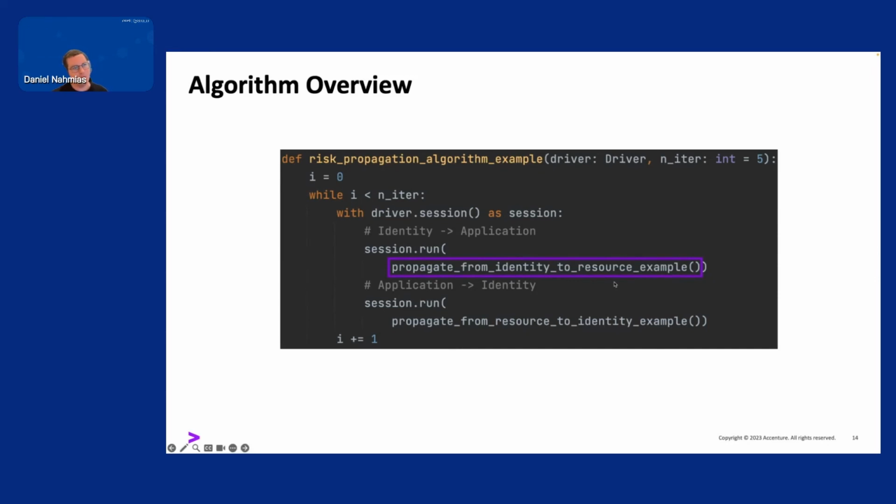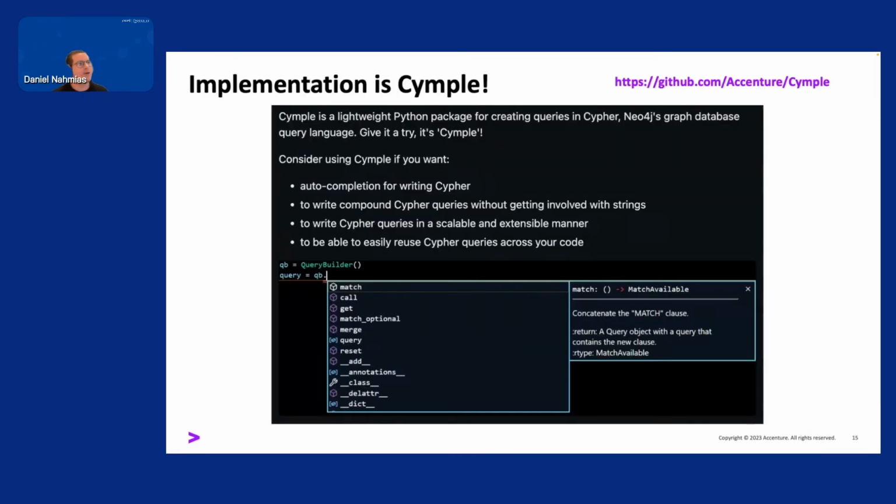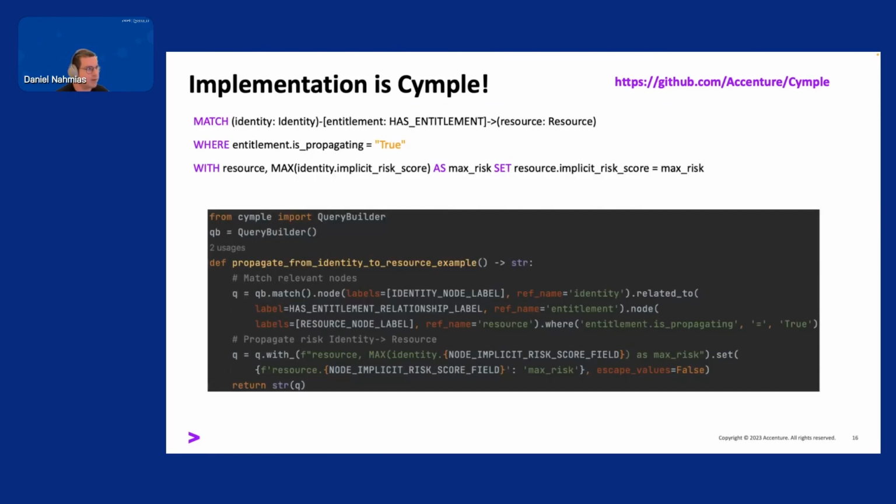We as developers do not like to keep strings inside our code. And to do so, we have Simple to the rescue. Simple is a package that was developed here inside of Accenture. It adheres to the string builder design pattern. It allows us basically to build Cypher queries in a Pythonic manner and avoid using strings. This makes implementation much more intuitive.